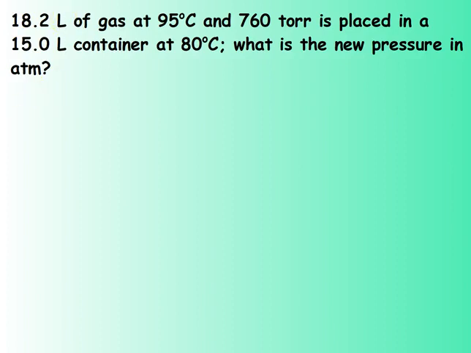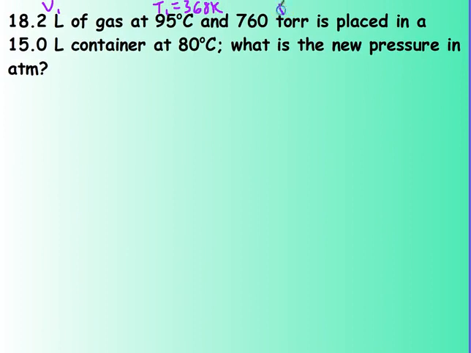Okay, I'm going to go fast through this one. This would be volume 1. This would be temperature 1. I add 273 to it, and I got 368 Kelvin. This would be pressure. Oh, snap. This would be pressure 1.